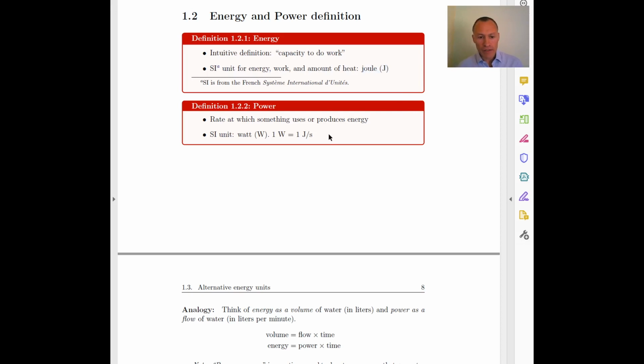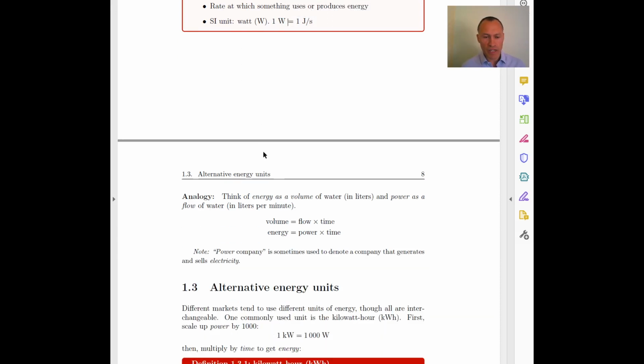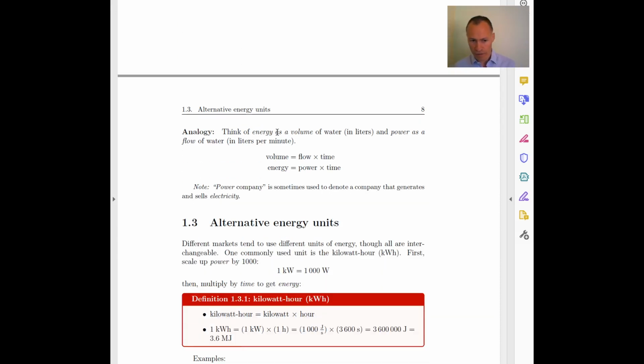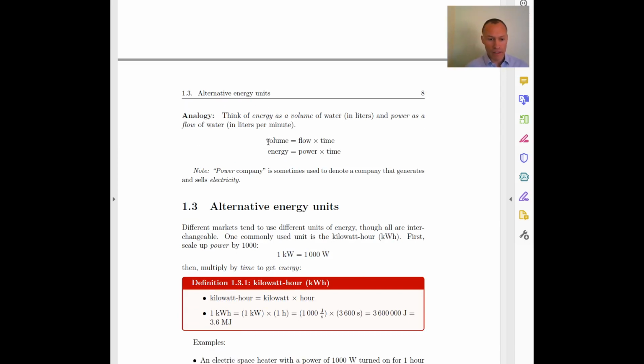All right, a second concept is power. Power is the rate at which something uses energy. So we have the unit of energy, we divide it by time, and that gives us this concept of power. Power is measured in these units, watts. This is sometimes a bit confusing for people looking at this for the first time. So one way of thinking about it is this idea that you have here.